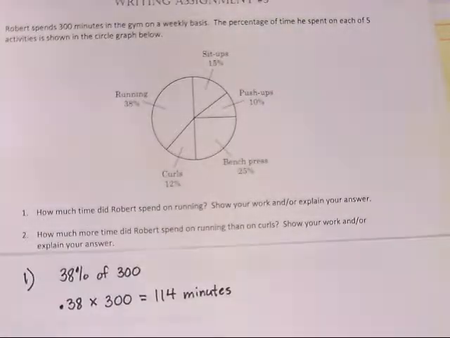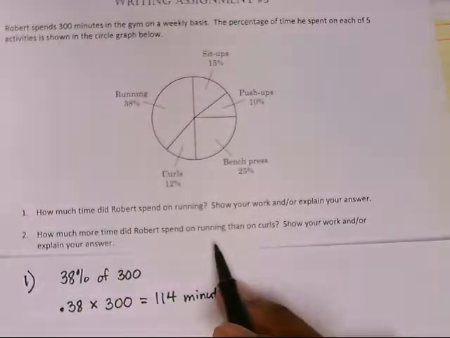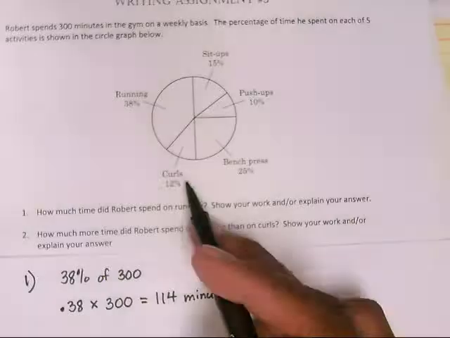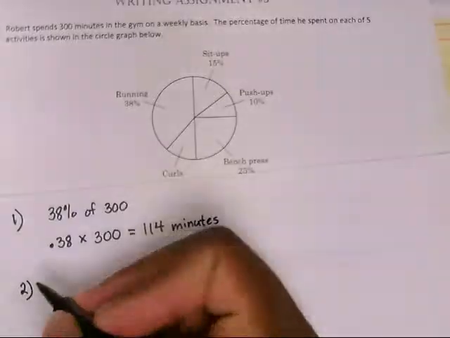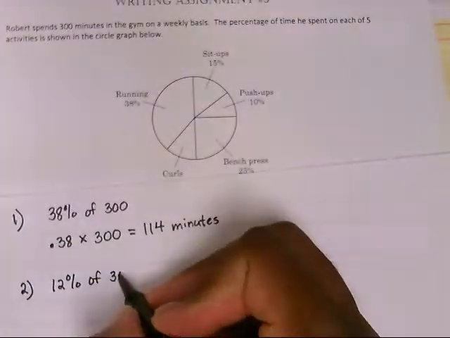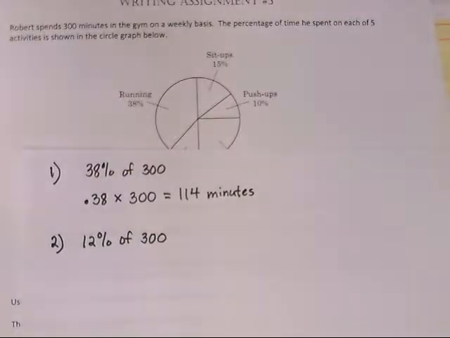Alright, number 2. How much more time did Robert spend on running than on curls? Okay, now back in number 1, we've already found out that he spent 114 minutes on running. Now we need to find out how much time he spent on curls. In this case, he spent 12% on curls. So we need an actual number of minutes here. So that will be 12% of 300.